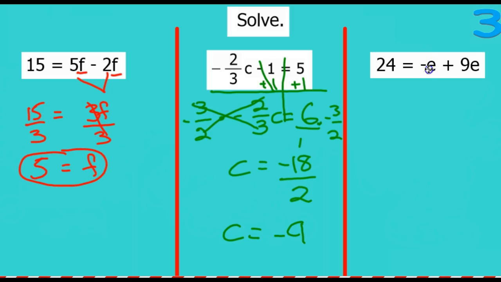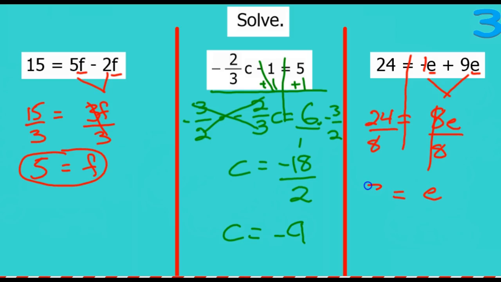Alright, we have two e's here, one e here and one e here. Now if this e is all by itself, I know I can put a 1 there. So I have a negative 1e plus 9e. If I combine those two, I get 8e equals 24. Now I'm going to divide 8 on both sides. So e equals 24 divided by 8, which is 3.